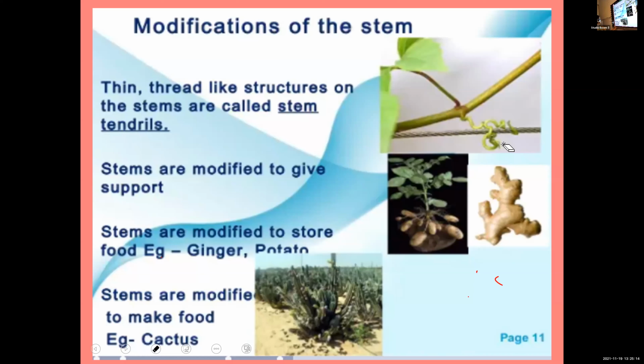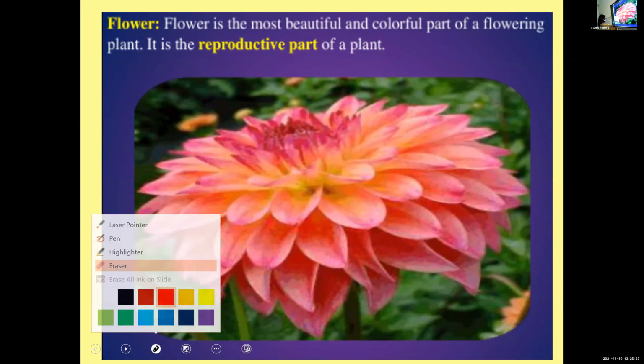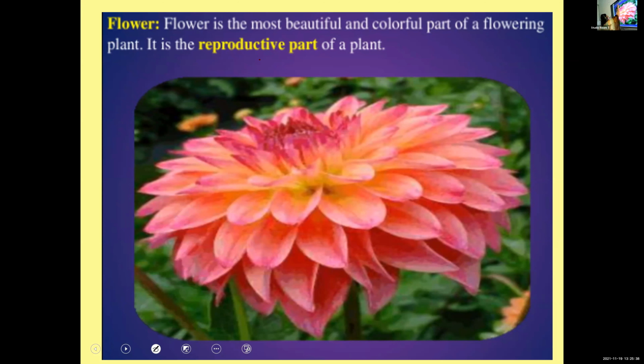Everyone please write the heading flowers. What is a flower? A flower is the most beautiful and colorful part of a flowering plant. It is a reproductive part of a plant. Only this part you write, don't write everything. Give the heading flower. How do you define the word flower? You can define it in so many ways, with many adjectives.